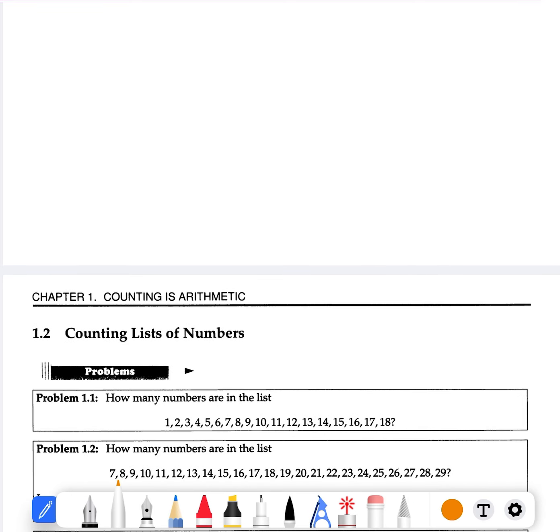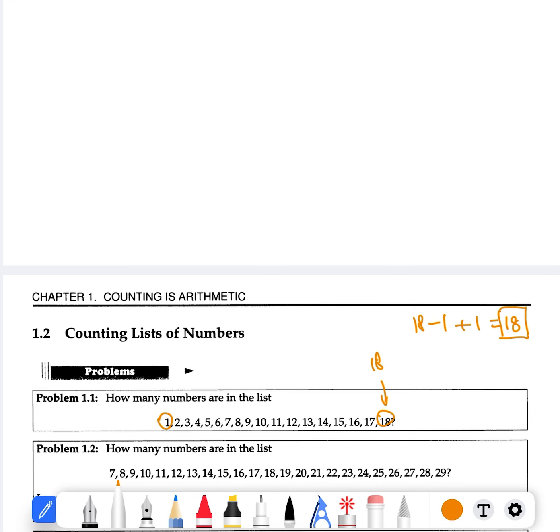So the first problem is problem 1.1 from the AoPS book, which is how many numbers are in the list 1, 2, 3, 4, 5, 6, 7, 8, 9, 10, 11, 12, 13, 14, 15, 16, 17, 18? Now, this one's easy. Obviously, there are 18 numbers. We know that. It's really simple. However, if we wanted to use our formula from before, we simply take the biggest number, which is 18, minus the smallest number, which is 1, and then we plus 1. And this gives us 18 as well.